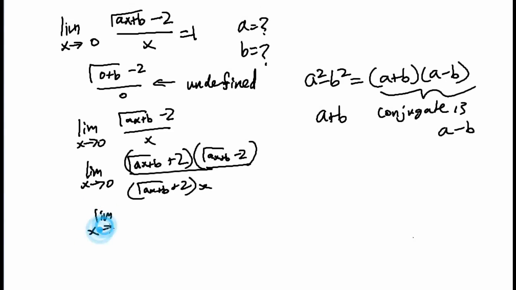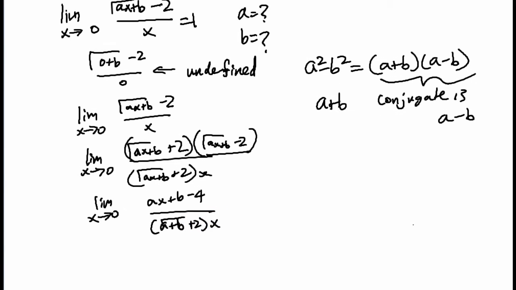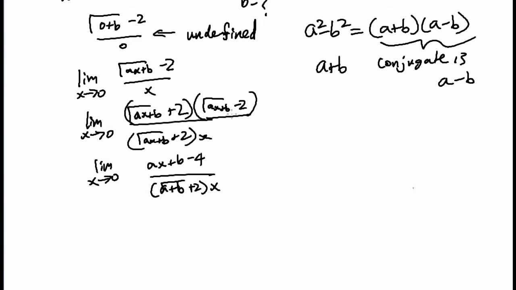So let's see what this turns out to. This turns out to ax plus b minus 4, over the square root of ax plus b, plus 2, times x. Here's where we get stuck. How the heck are we supposed to find a and b from here?